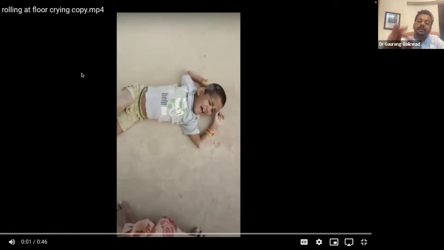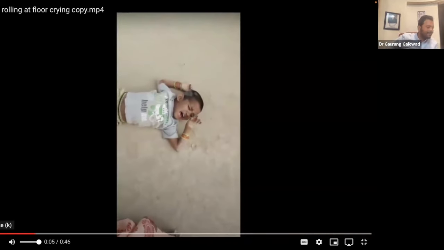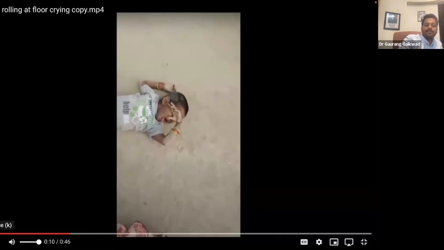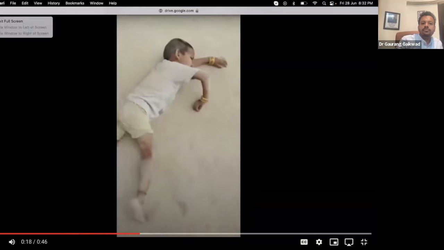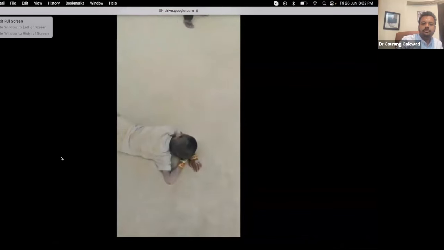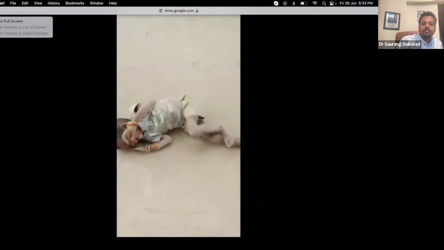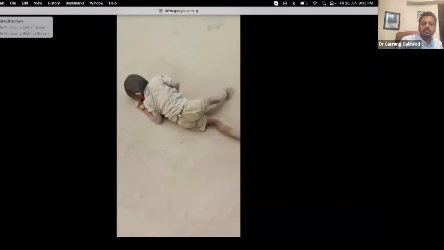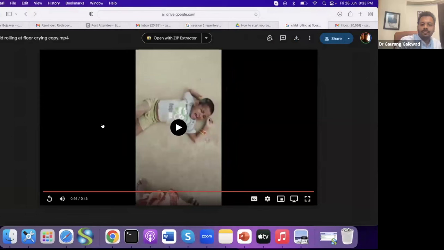So every time the child doesn't get what he wants, imagine he wants a chocolate, but the parents say no, he will go on the floor, go on the streets, and keep rolling and screaming and shouting that I want this. Have a look again. Quite amazing, no?